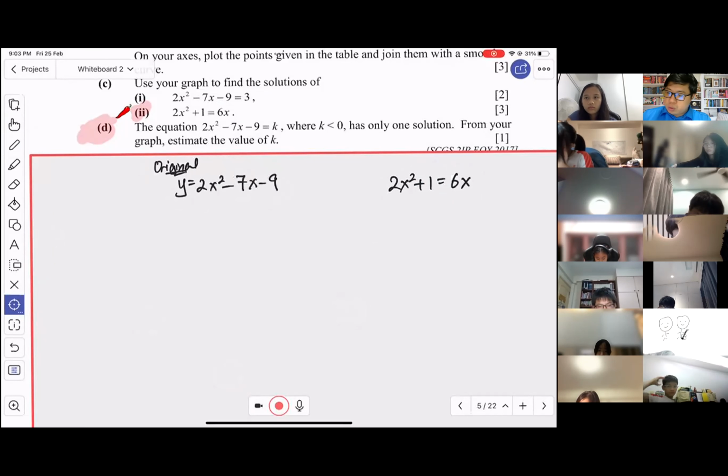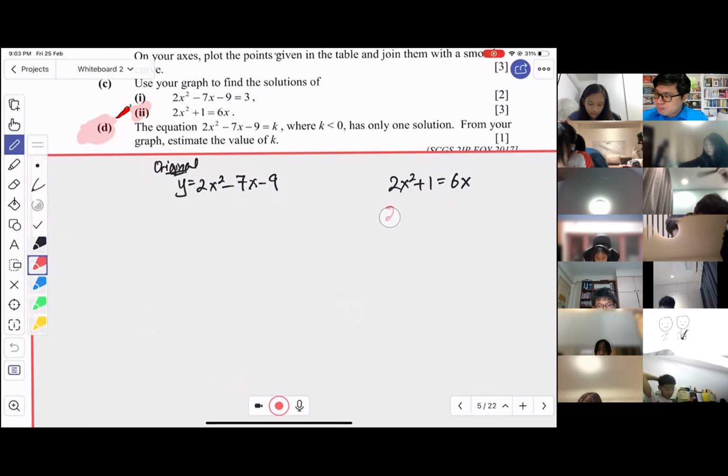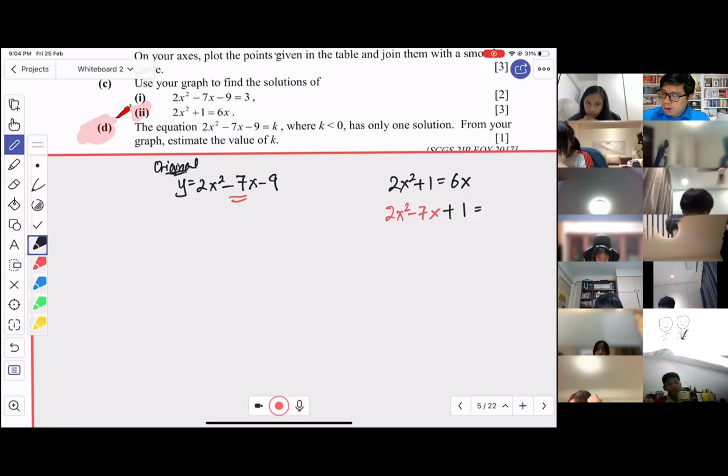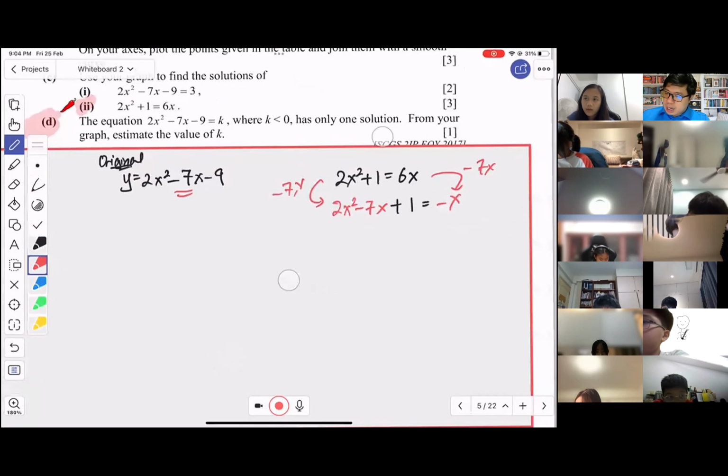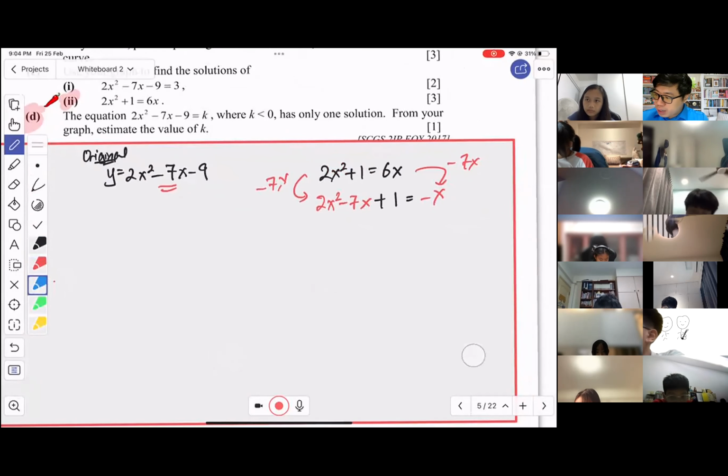Okay? So what I'm going to do, very simple, on both sides I subtract 7x because I saw this. Is that okay? I'm subtracting 7x on both sides. I just want to be very clear so you can see. Next, I subtract 10 on both sides so that I can get a minus 9.